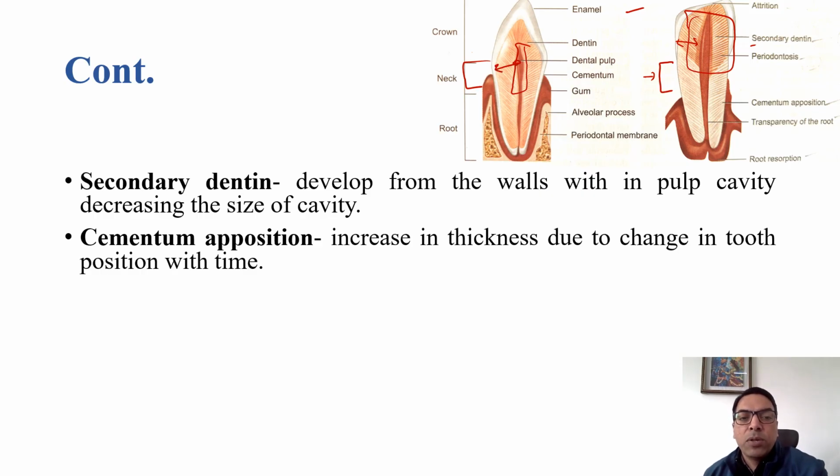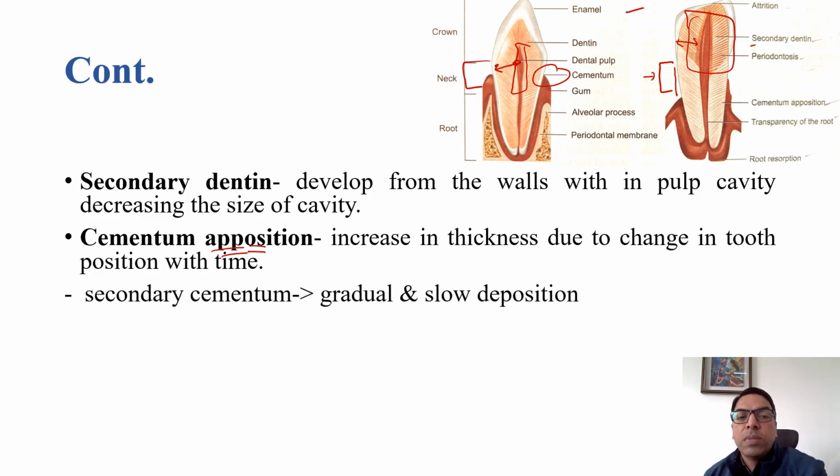Then cementum apposition. Cementum apposition means distribution of the cementum from its appearance here. It is distributed more and the layer has become thinner, leading to an increase in thickness due to change in tooth position with time.